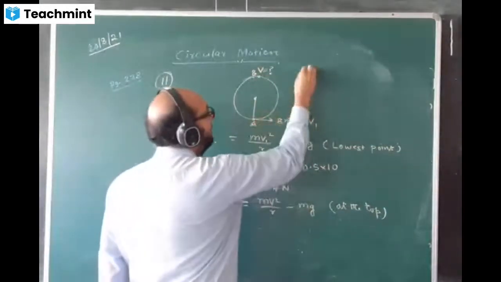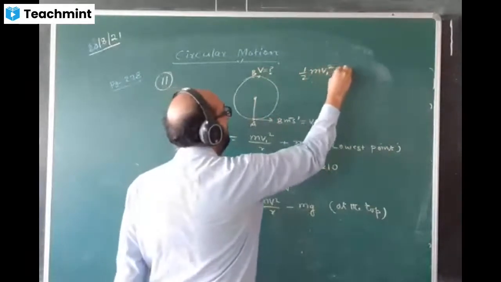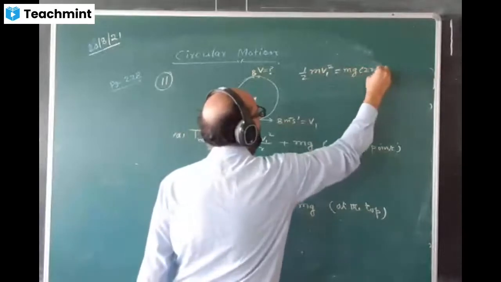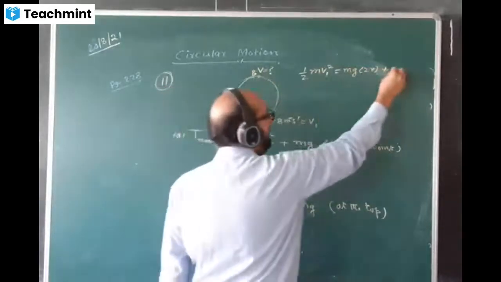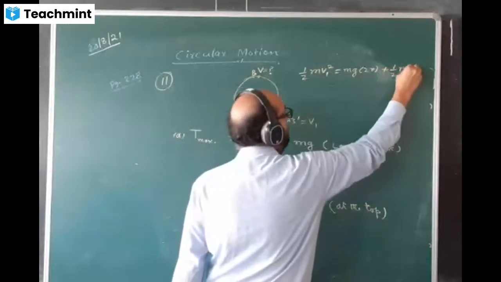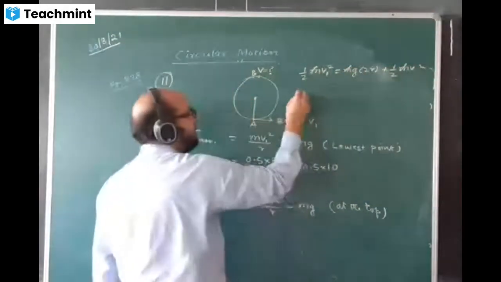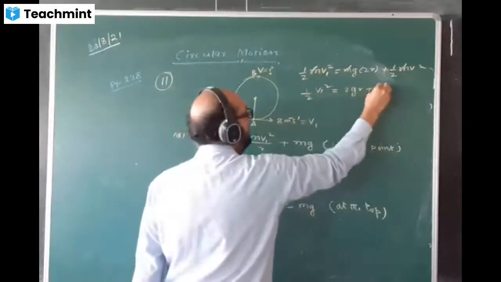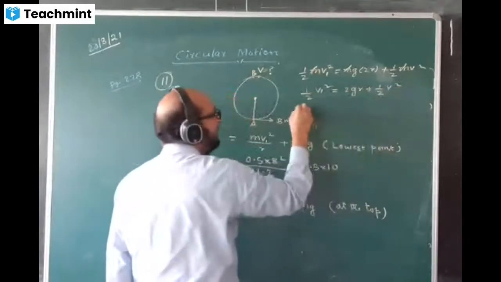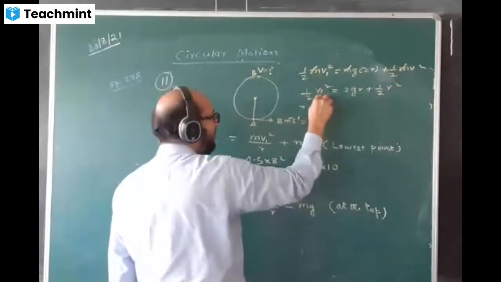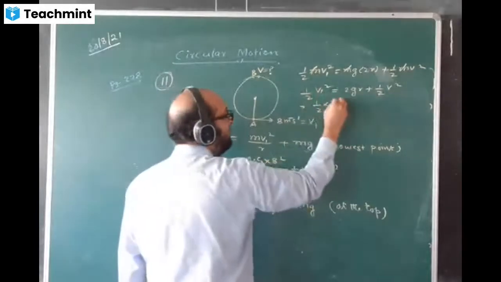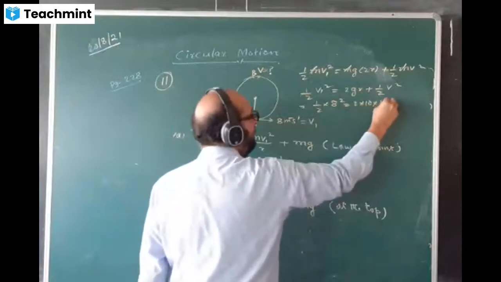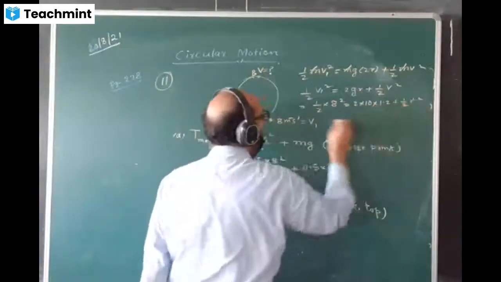Energy at A, I directly write here half m V1 square. Energy at B means potential and kinetic both: mg into 2r plus half mv square. Mass cancels. Half V1 square is equal to 2gr plus half V square. You can put the value here, half. V1 value we know, V1 is 8. Write it 8 square. 2g value is 10. Radius is 1.2 plus half V square.